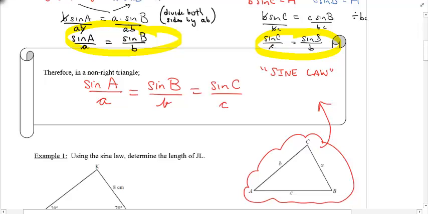By the way, some teachers or textbooks will reverse or reciprocate this, and instead of having sines on the top, they'll have the side lengths on the top. So I'll just quickly write that down here. It's not my preference, but you might see it in your textbooks, or your teacher might do that. So I'll write it down here for you as well. Okay.